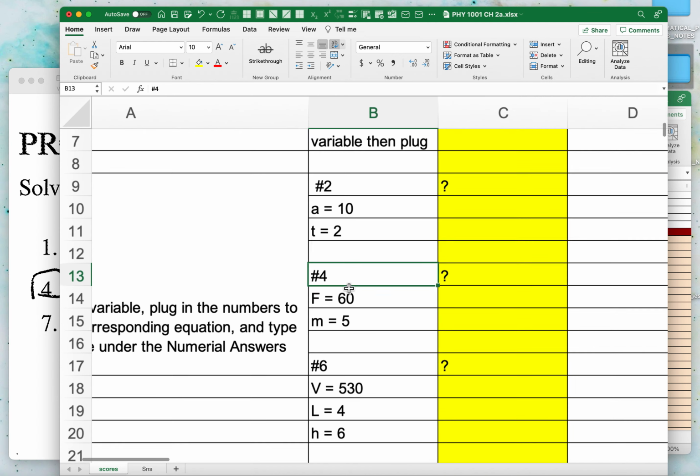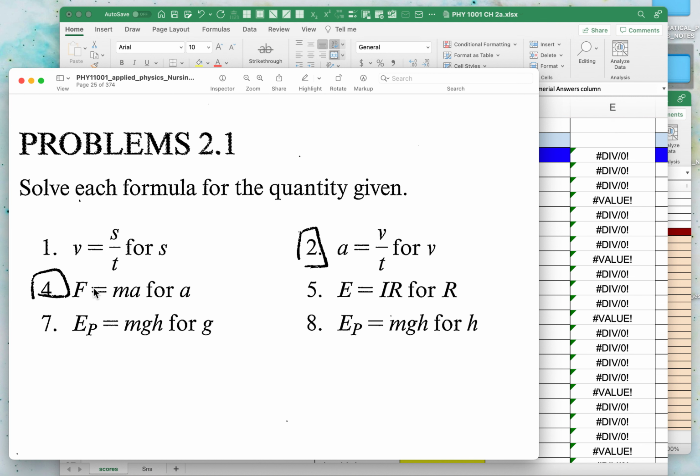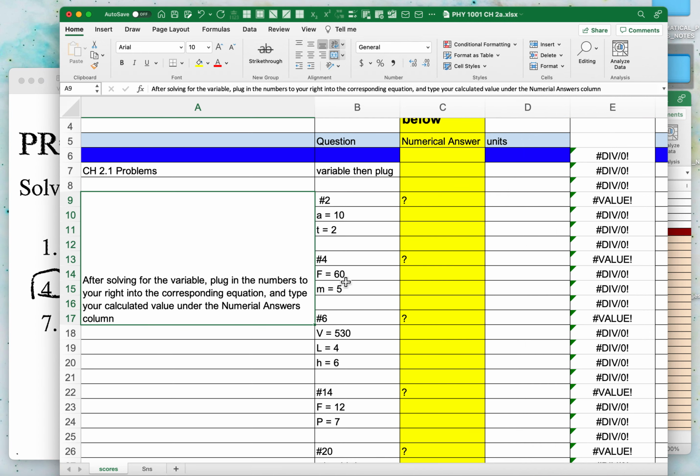And what you'll do is on a separate sheet of paper, you're going to solve this equation for the variable a. And then once you solve that, you're going to go to the Excel file and enter these two values for f and m. So you're going to replace f with 60 and you're going to replace m with 5.